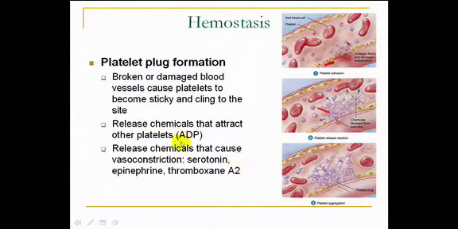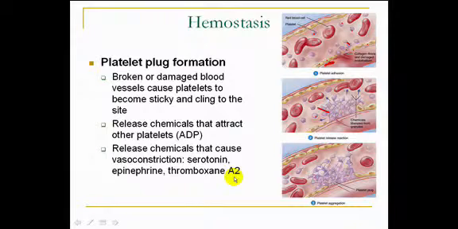Some of the chemicals that they release are ADP, adenosine diphosphate. They also release chemicals that cause vasoconstriction of that blood vessel. Why would you want to vasoconstrict the blood vessel? Well, obviously you want less blood to flow to the area where the blood vessel is damaged so you can minimize your blood loss. Some of the chemicals it releases are serotonin, epinephrine, and thromboxane A2, a phospholipid found in the membranes of the platelets that causes vasoconstriction. So the platelets basically cling to the site and release a lot of chemicals that cause vasoconstriction and attract other platelets.